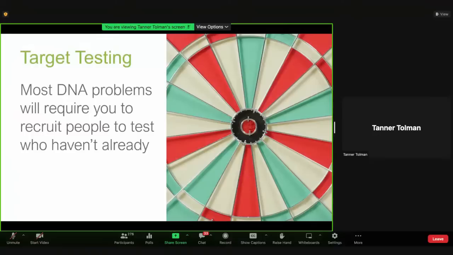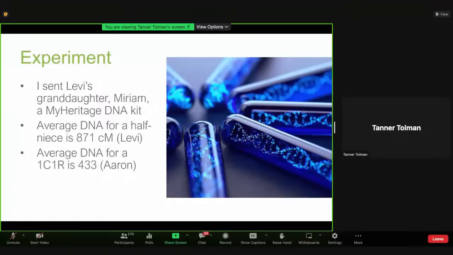So one of Levi's granddaughters, Miriam, said, I would love to help you. And so I sent her a MyHeritage test. And we talked to her a little bit. I said, tell me about your grandfather and tell me about your grandfather's brother.